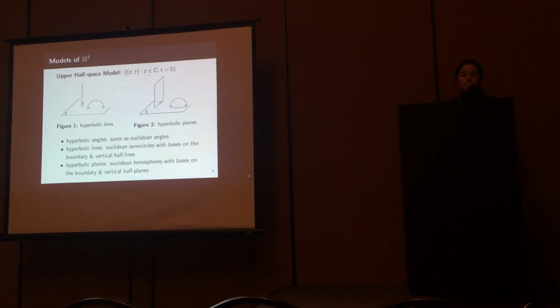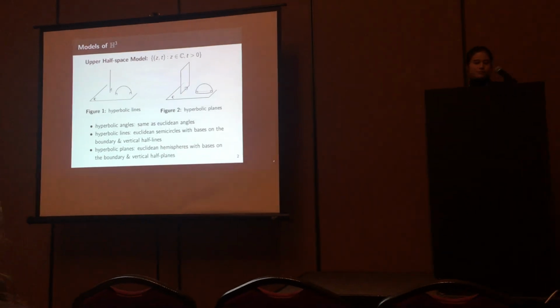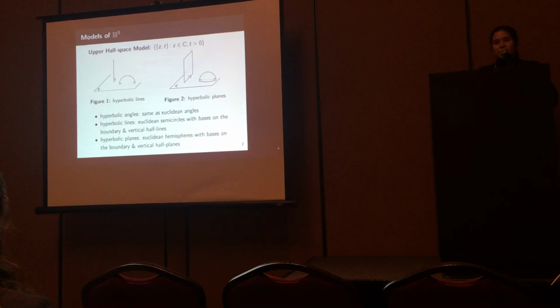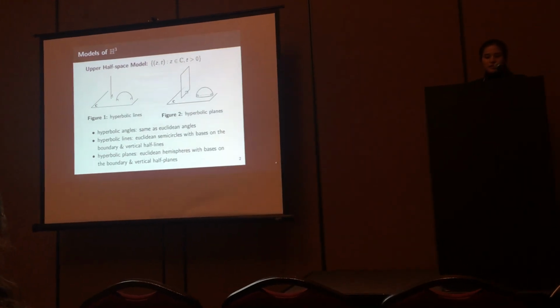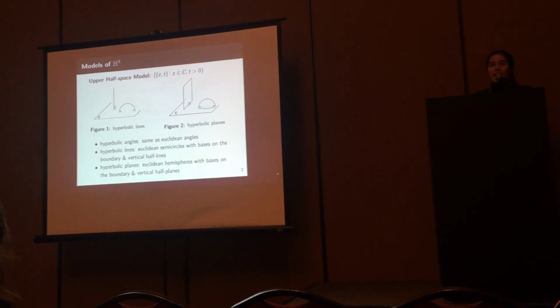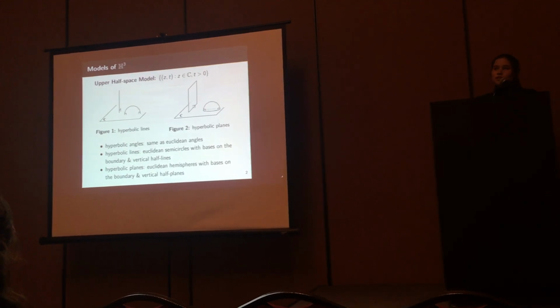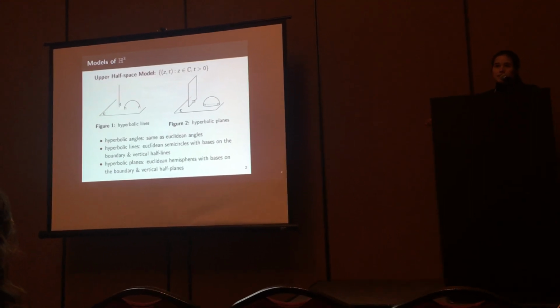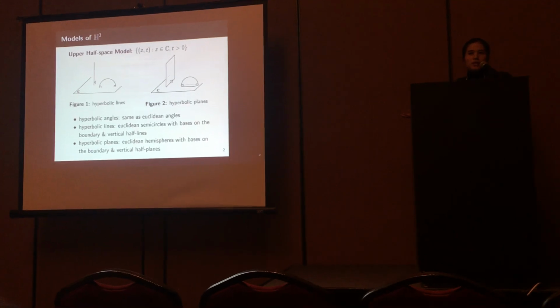So the first model is the upper half space model. It's defined in the upper half of a 3-dimensional space. And in this model, hyperbolic angles are the same as Euclidean angles. So the 90-degree angle you see in the image there is, in fact, 90 degrees in hyperbolic space as well.